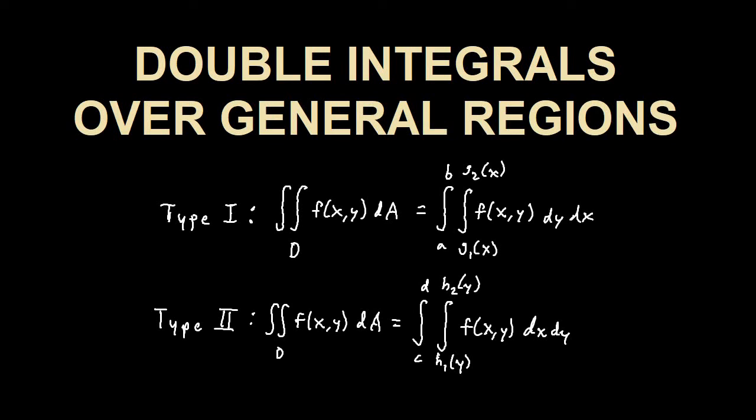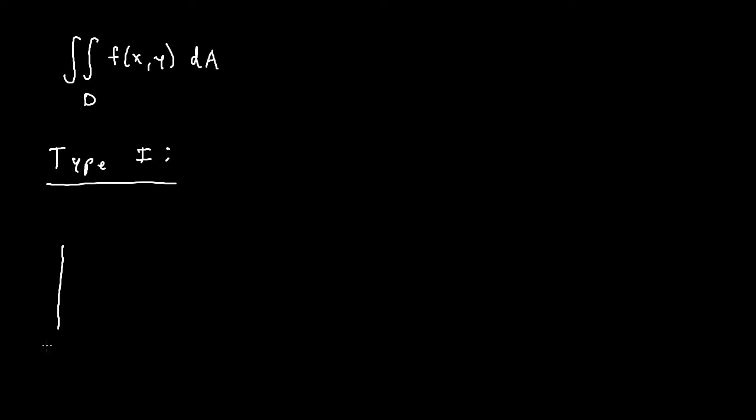So let's take a look at double integrals over general regions. Now, how could we find the double integral of some multivariable function f of x, y described by a general region D? Now, there are two types of general regions. So the first one is type 1. And if I were to draw a quick graph here, say we have the xy plane here.